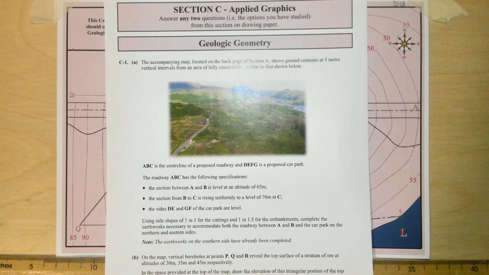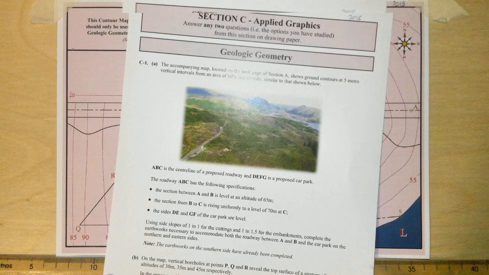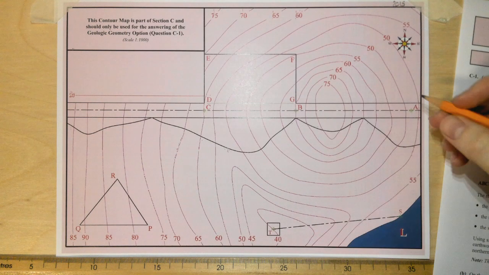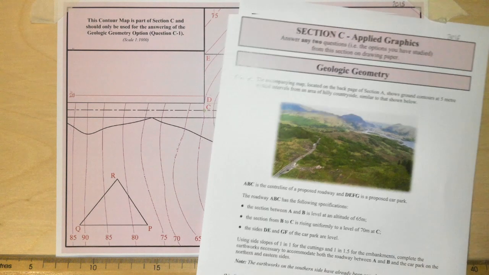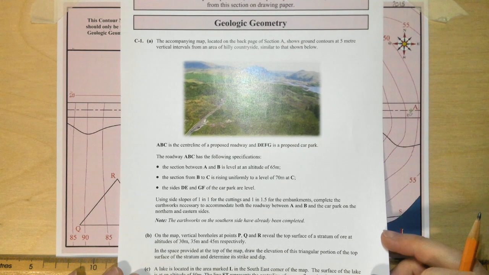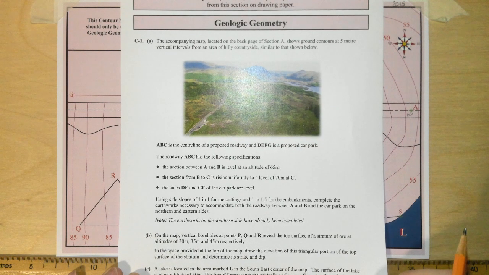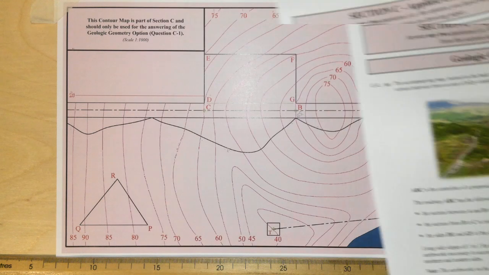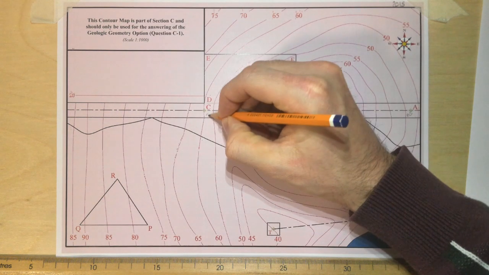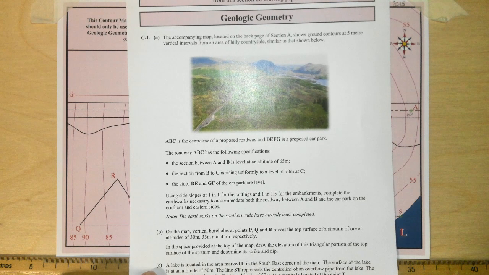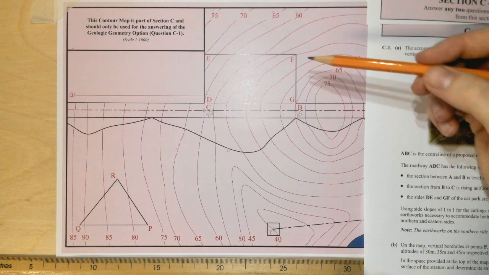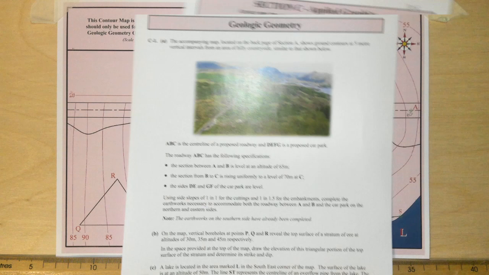The roadway ABC has the following specifications. Section between A and B is level at an altitude of 65 metres. So A and B are both at 65. The section from B to C is rising uniformly to a level of 70 metres at C. So C there is at 70. And the sides DE and GF of the car park are level. Those two sides there.